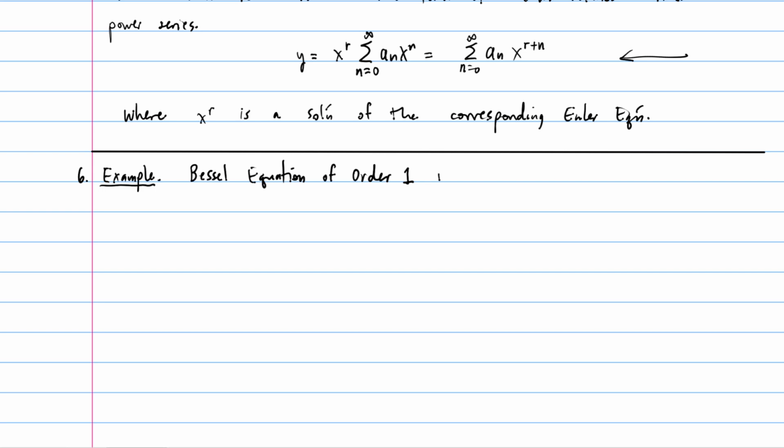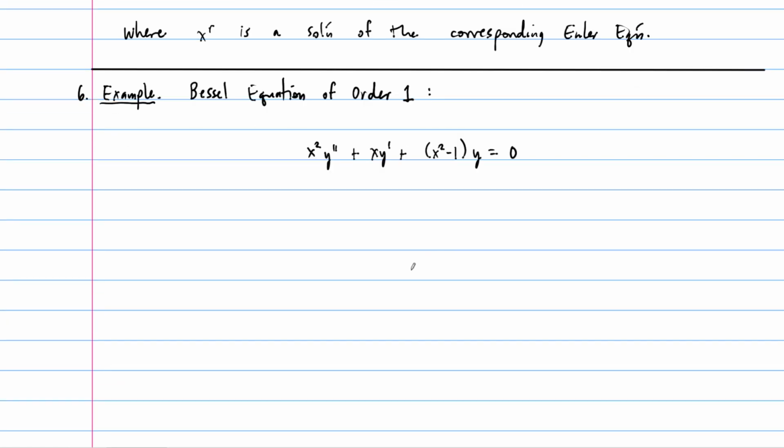It's given by the following second order linear differential equation. So it's x squared y double prime plus x times y prime plus, and then this is the part that makes it not be Euler, x squared minus 1 times y equals 0. All right, so I'm going to do a couple of steps here. I'm going to work through this as kind of a motivational example.